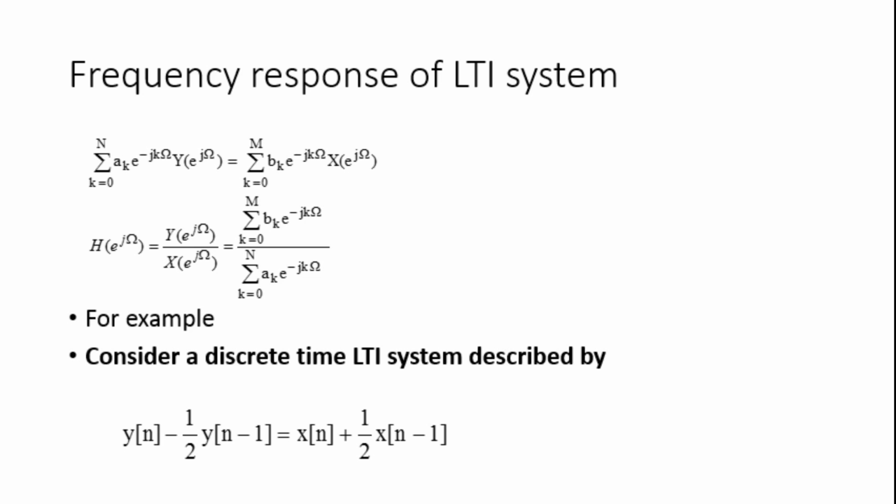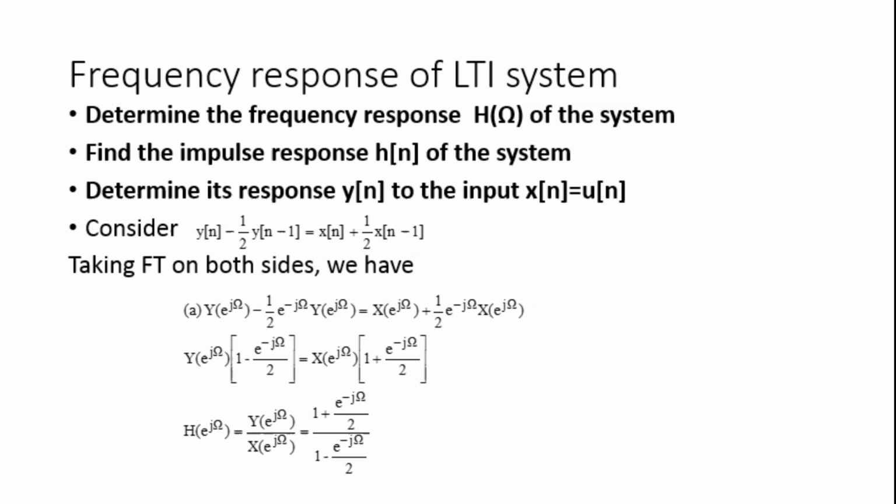For example, consider a discrete time LTI system described by the equation y of n minus half into y of n minus 1 is equal to x of n plus half into x of n minus 1. Determine the frequency response H of e power j omega of the system, find the impulse response h of n of the system, and determine its response y of n to the input x of n equal to u of n.